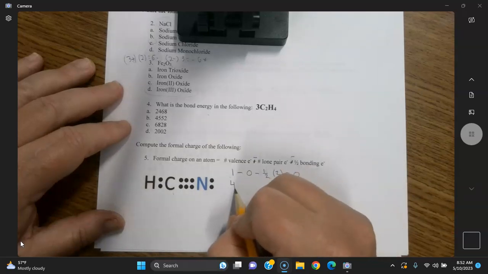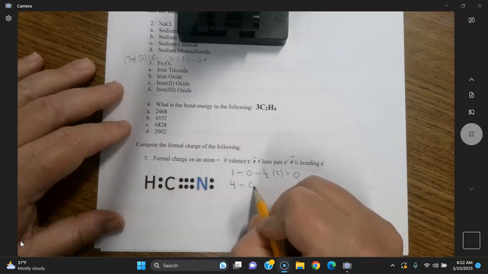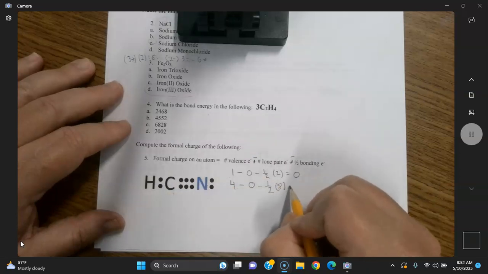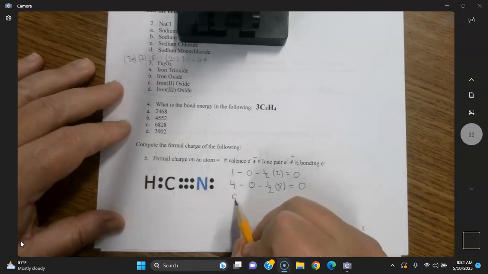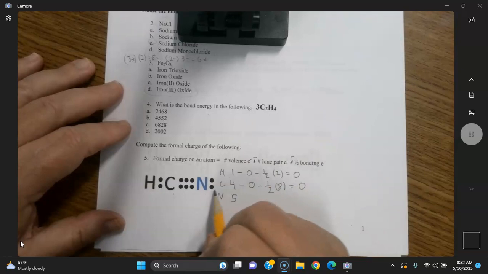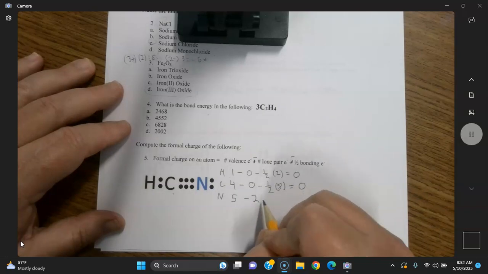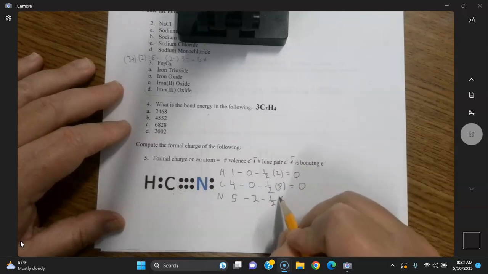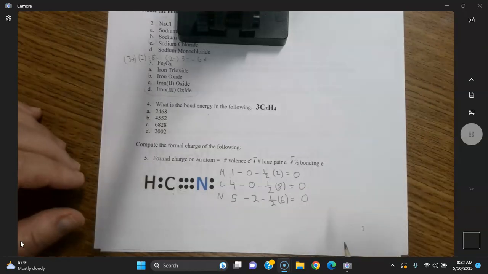Carbon has 4 valence electrons in its natural state. There are no lone pairs in this particular configuration of carbon, and it's minus 1/2 of the bonding electrons. There are 8 of those, so it's 4 minus 0 minus 4 equals 0. And finally, nitrogen has 5 valence electrons. I should be labeling these. 5 valence electrons in its natural state. You see it has 2 lone pair electrons there, not lone pairs, lone pair electrons. Minus 2, and then it's minus 1/2. And there's 6 bonding electrons there. So 5 minus 2 minus 3 equals 0, so that's the formal charge of the entire molecule.